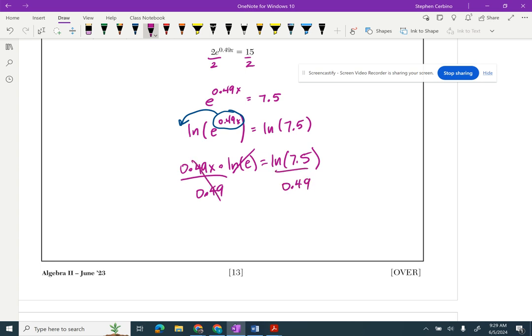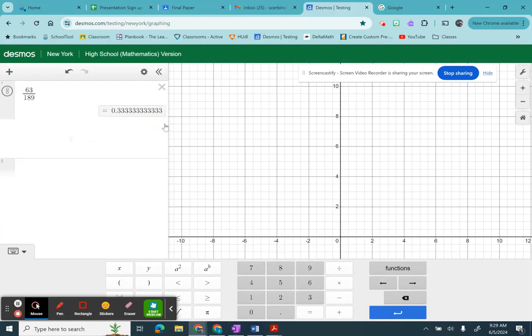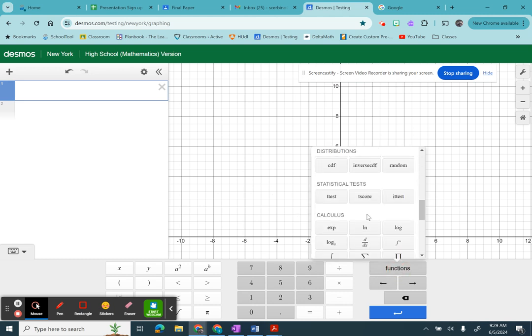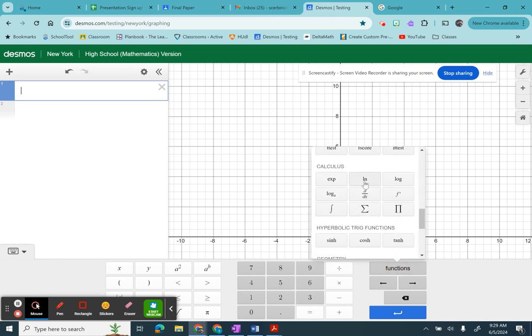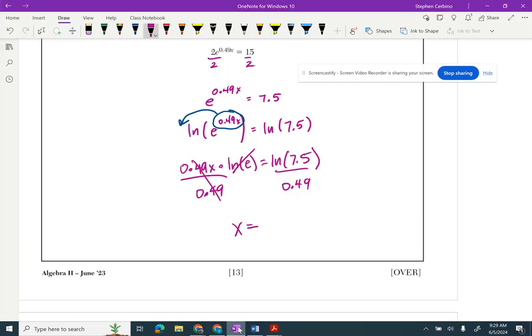And it just becomes, can you type that into your calculator and round appropriately. So if I type the natural log of 7.5 divided by 0.49 into my calculator. Remember, the functions towards the bottom is where all the log stuff is. I know it's underneath calculus, but that's okay. So we'll say the natural log of 7.5 divided by 0.49, and we get this nice decimal. Now it says round to nearest thousandth, which would be 3 decimal places. So the answer here would be 4.112.